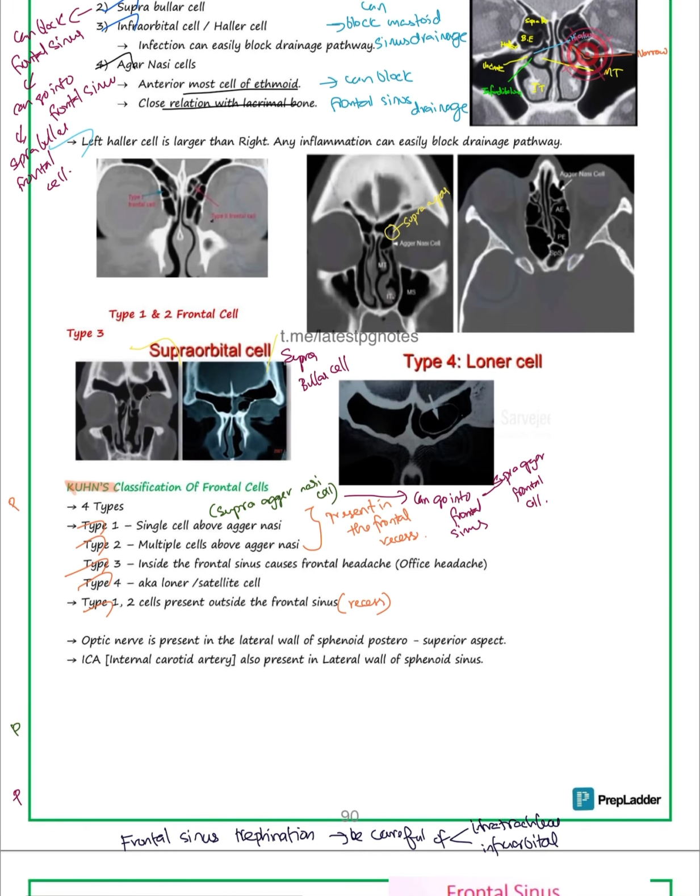First one, type 1, a single cell above the agger nasi. This is known as the supra-agger cell. This is present in the medial side. Okay, it's present above the agger cell. Then type 2, there are multiple cells above the agger nasi.